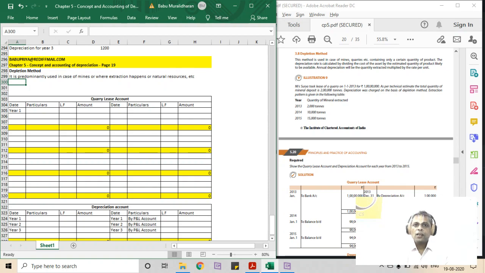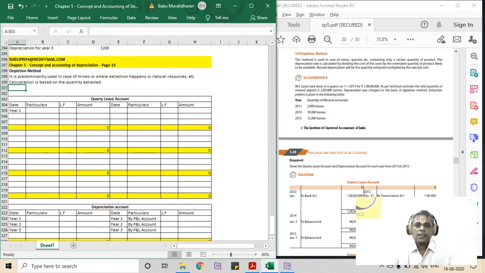Like in the same way, an oil well has a capacity of, say, around 1 million cubic feet of natural gas, right? And this 1 million cubic feet of natural gas can be extracted over a period of 15 years. Then the depreciation has to be charged for 15 years, based on the number of cubic feet of gas extracted from the gas field. So the calculation is based on the quantity extracted. Very simple.